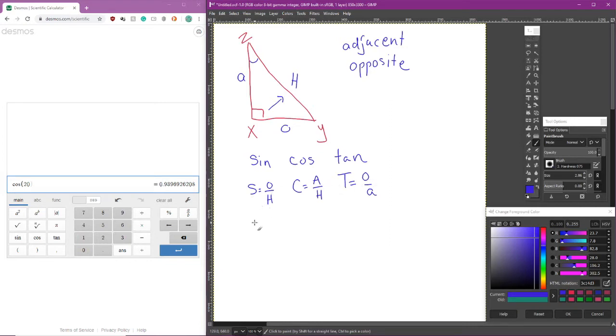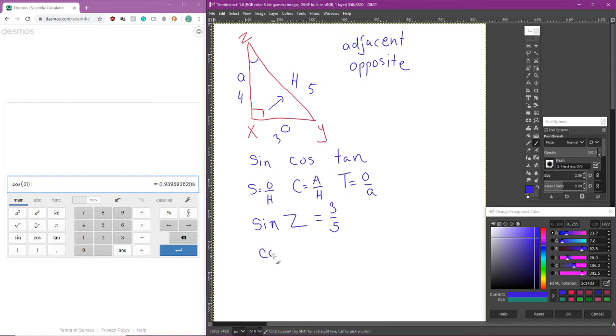Say they ask you to find sine of angle Z. Well, we've already labeled everything, and we remember from SOHCAHTOA that sine needs the opposite over the hypotenuse. So say that O was 3, and the A was 4, and the hypotenuse was 5. Well then, you would say, okay, O is 3, and H is 5. So this would be 3 over 5, and you found sine of Z.